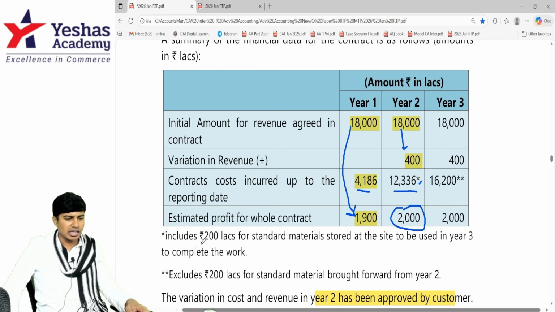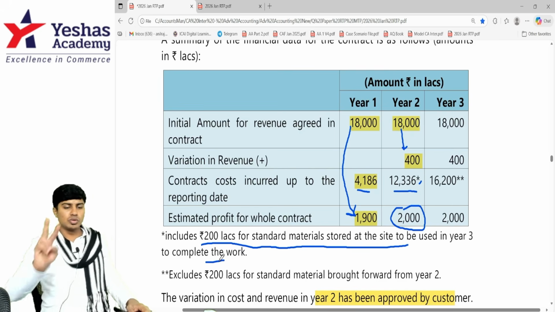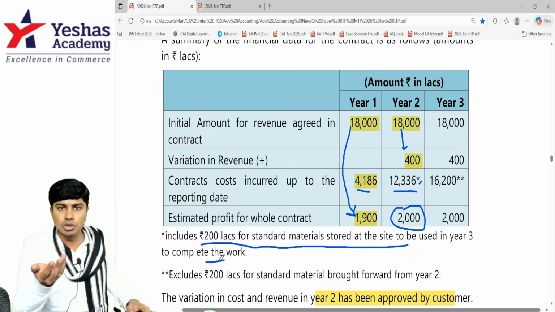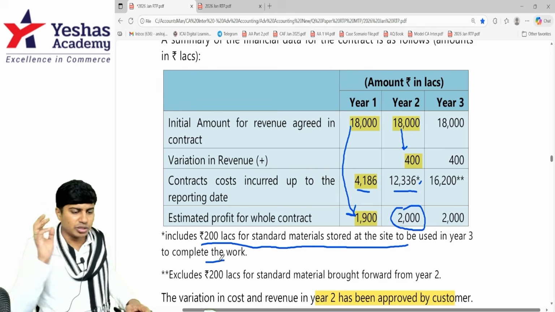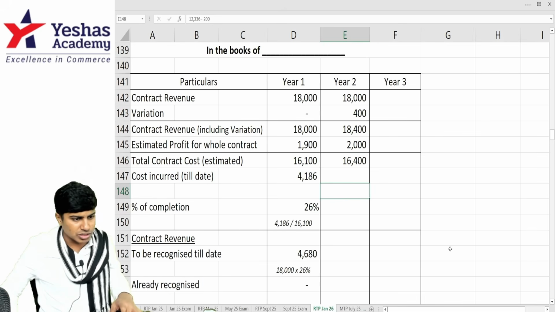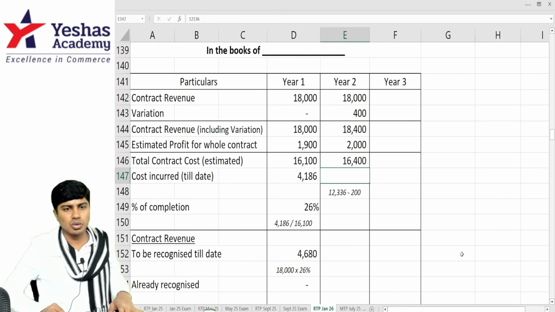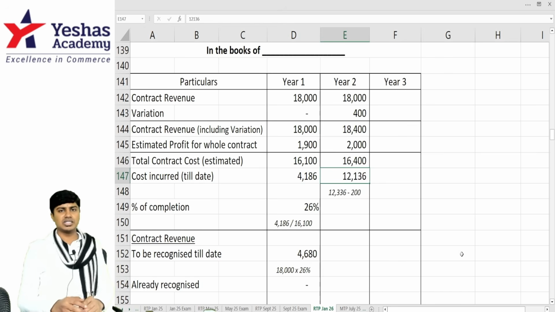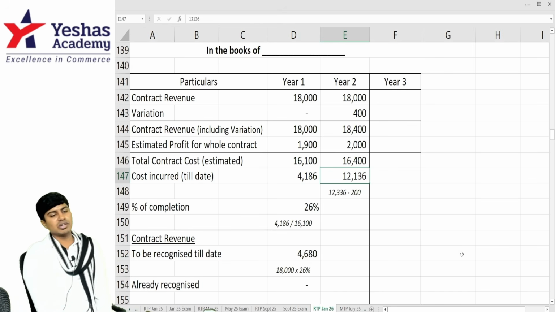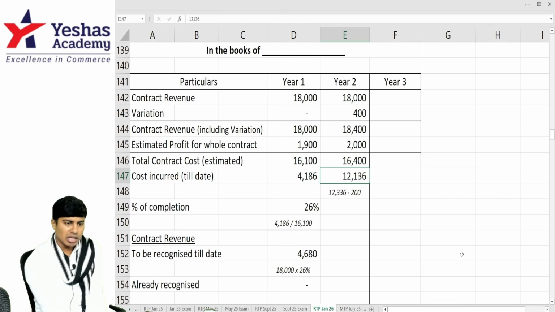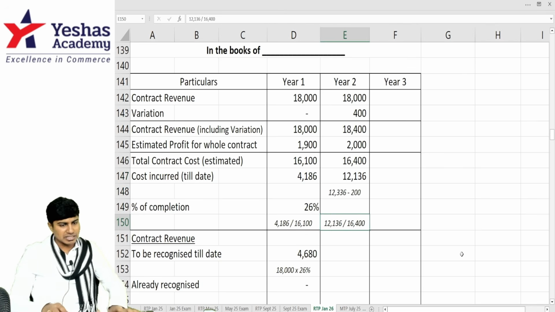We'll read what the star says. Includes 200 lakhs of standard material stored at the site to be used for completion in year 3. So 200 lakhs worth of material is issued but not utilized. So out of 12,336, I should deduct 200. So I'll take 12,336 minus 200, which will make it 12,136 as total cost incurred till the end of year 2. Now take 12,136 in the numerator and divide it by 16,400, which is the total cost. We'll get the percentage of completion.